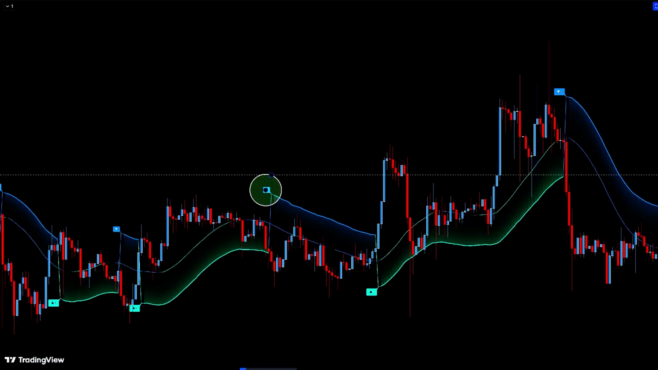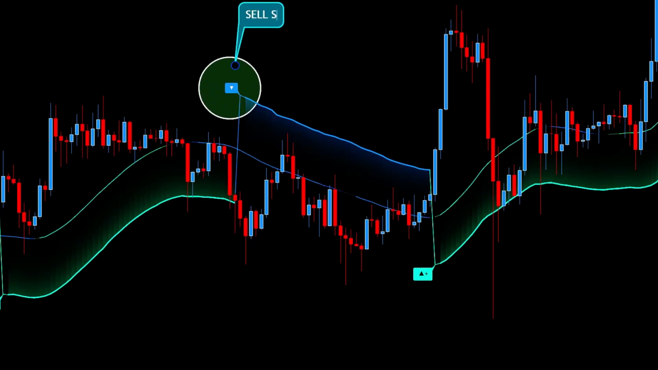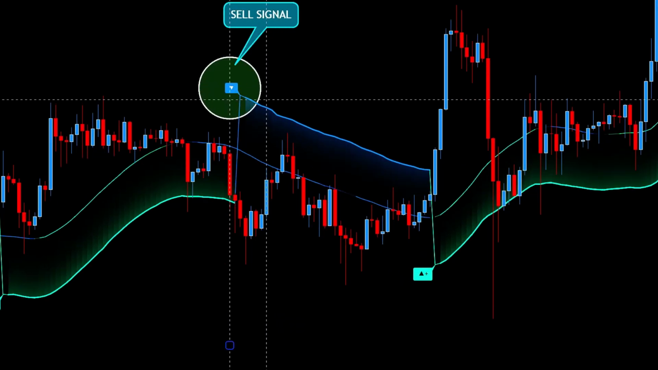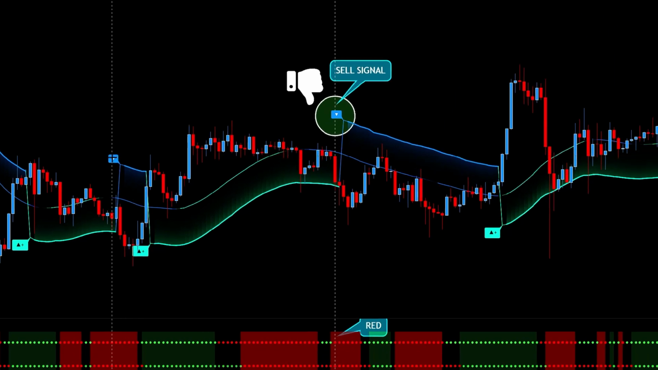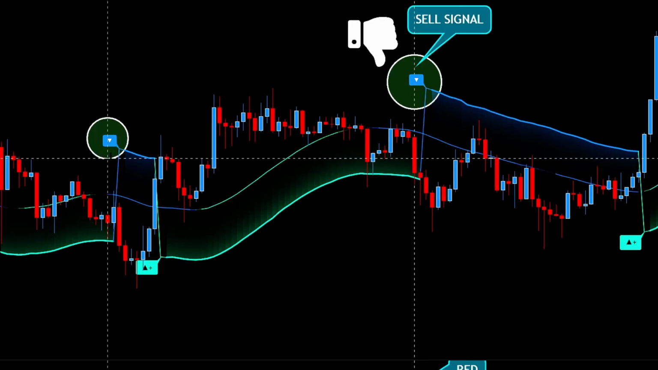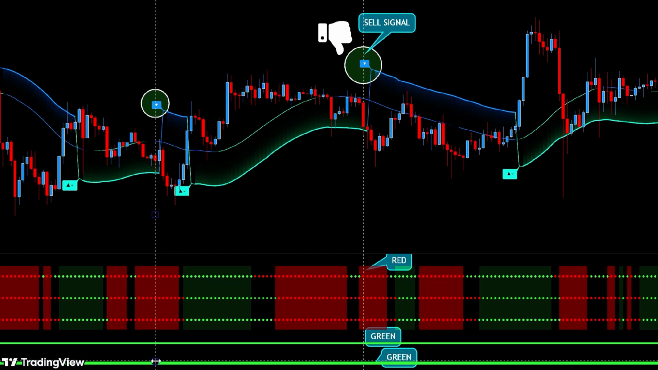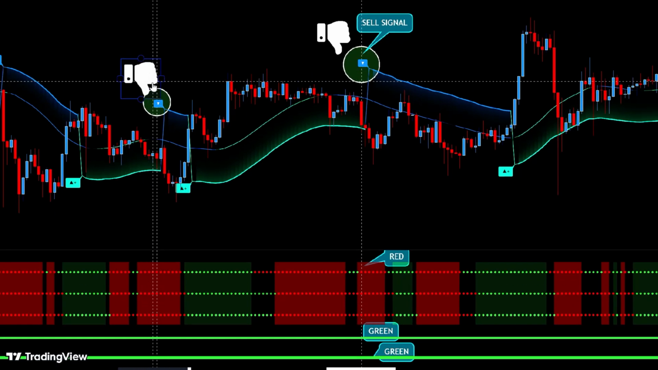Now let's look at a sell signal. The same principle applies, but in reverse. For a sell signal to be valid, the trend meter must be completely red. If there's any green in there, we reject the sell signal. Take a look at the sell signal here. Notice how there are some green components in the trend meter. That means this is a rejected signal. We won't take this trade.